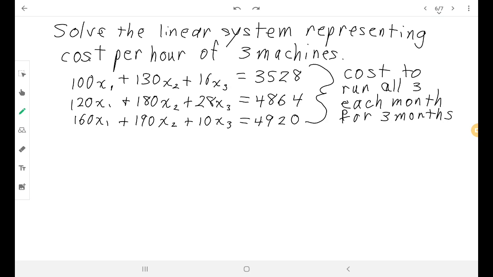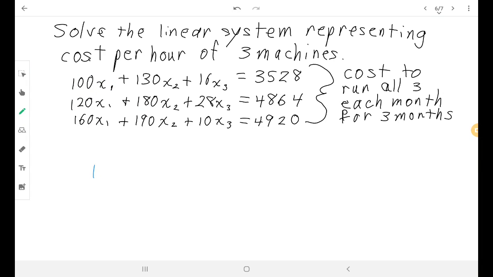And X1, X2, and X3 represent how much they cost per hour to run, and we're going to say each one of these equations represents a month. So we run this machine for 100 hours in that month, this machine for 130 hours, this machine for 16 hours in that month, and then we take the cost per hour of each, multiply them, and then you have per hour, so you have hours on the top here and on the bottom here.